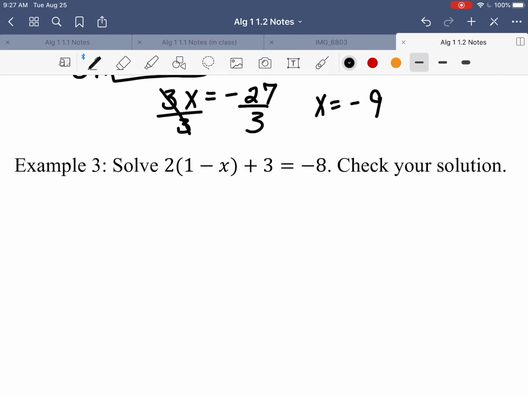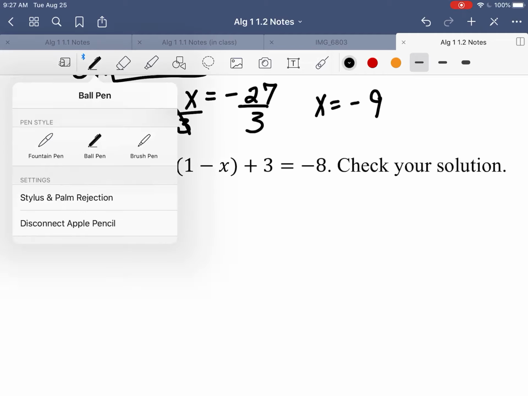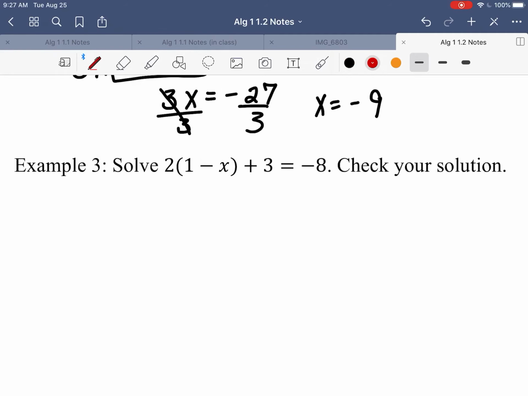All right. Next problem. Okay, so example. Here we want to solve: we have 2. Since there's nothing written in between this 2 and this parenthesis, we're assuming that it's a multiply. So I'm going to go ahead and put a dot in there. So you have 2 times 1 minus x plus 3 equals negative 8.